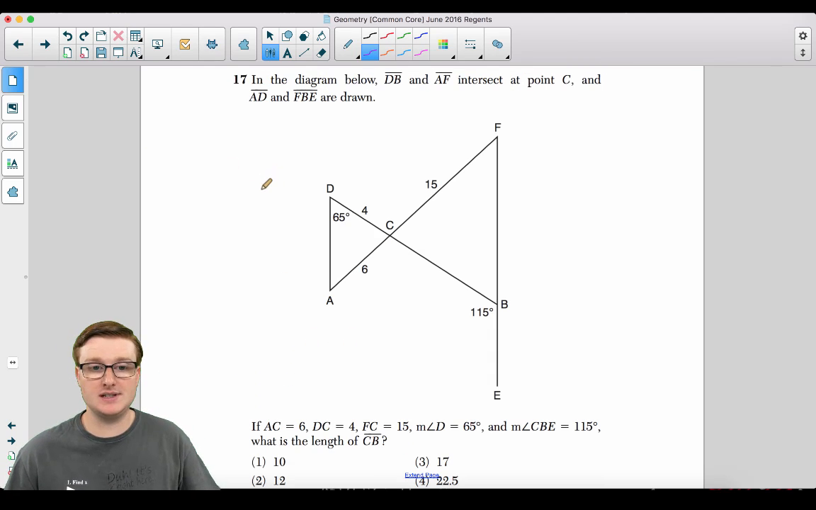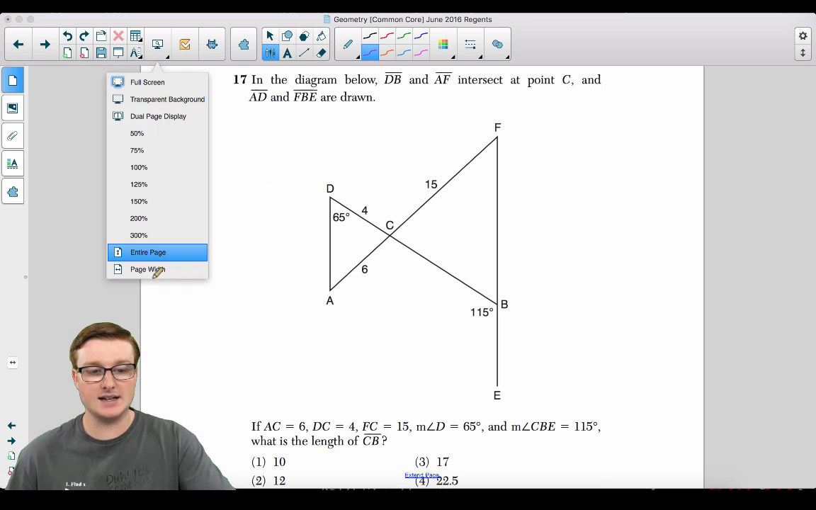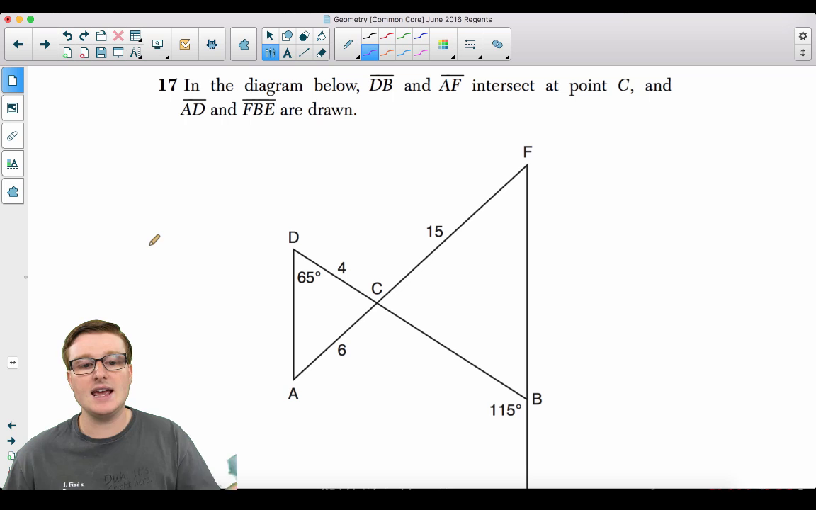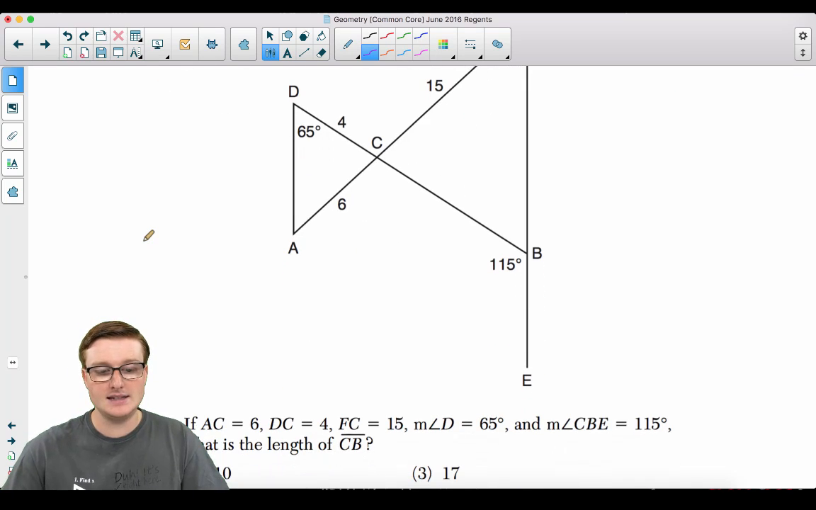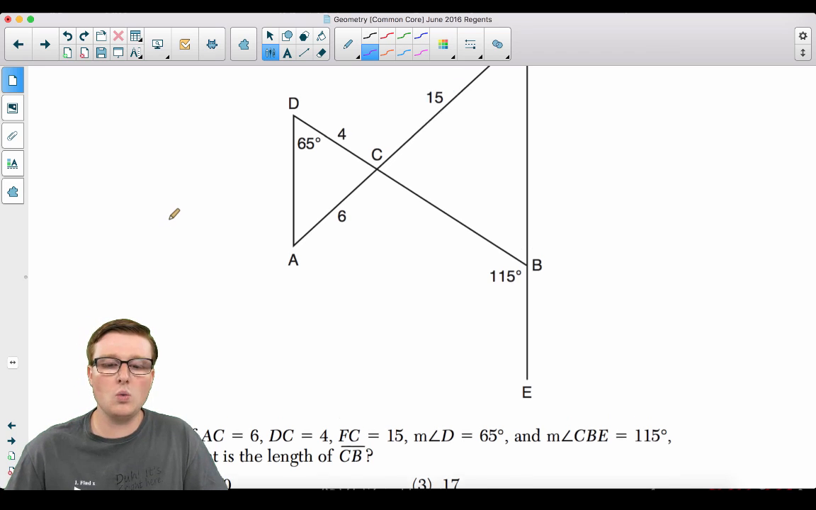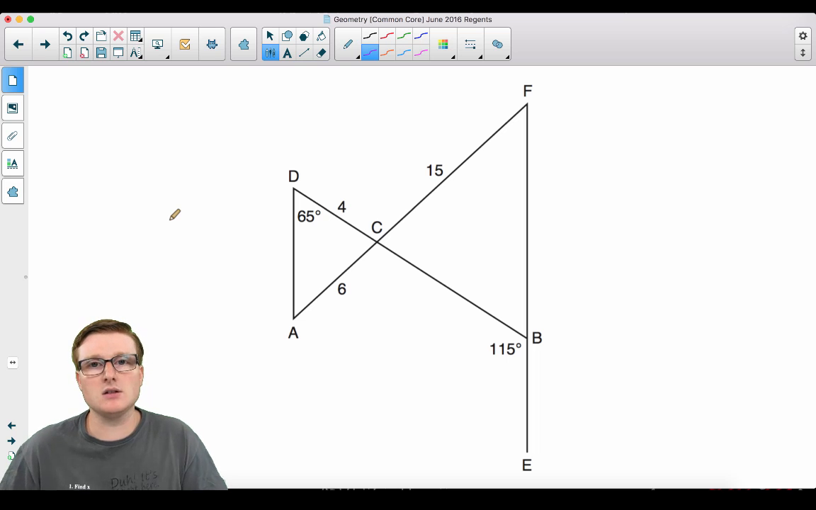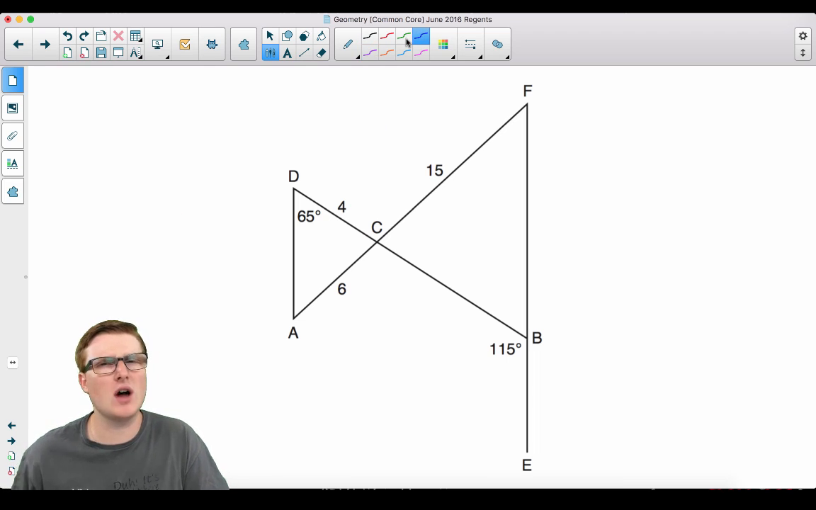All right, moving on to question number 17. In the diagram below, DB and AF intersect at point C, and AD and FB are drawn. It says if AC is 6, DC is 4, FC is 15, and the measure of angle D is 65 degrees, and the measure of angle CBE is 115 degrees, what is the length of CB? Okay, so when you're looking at these triangles, what should be buzzing around in your head is, are these triangles similar? And yes, they are.